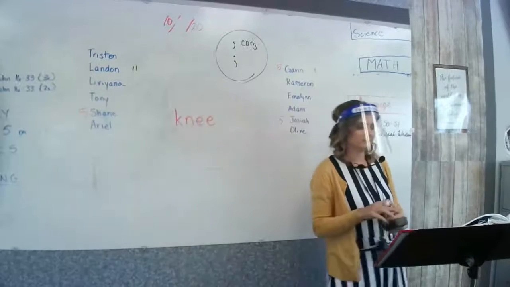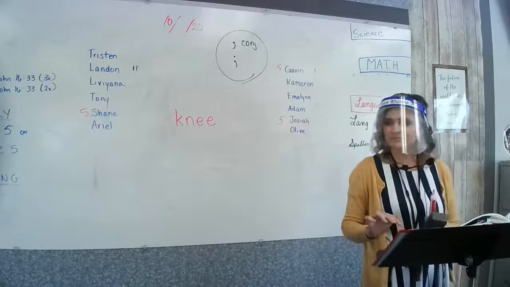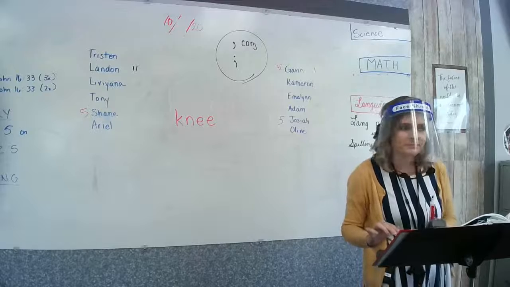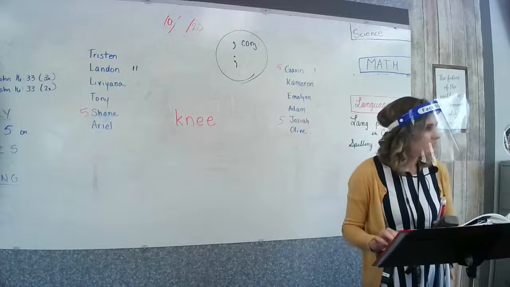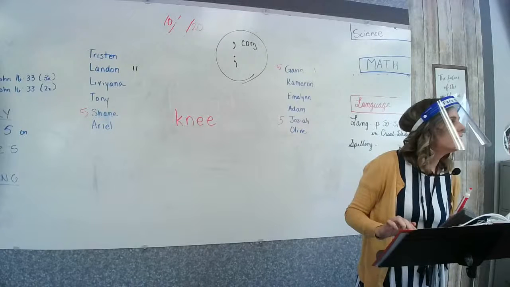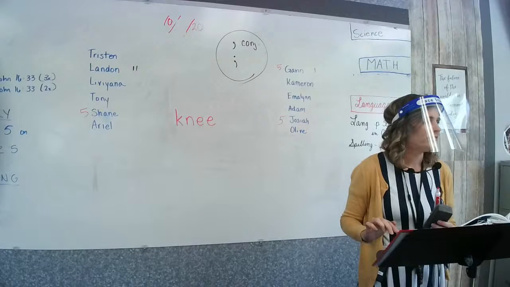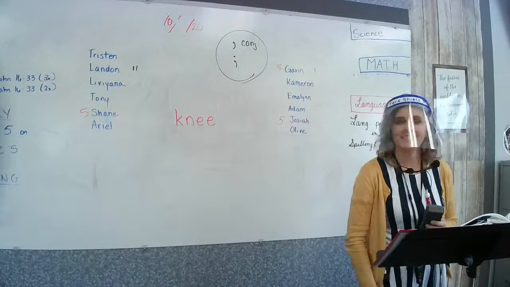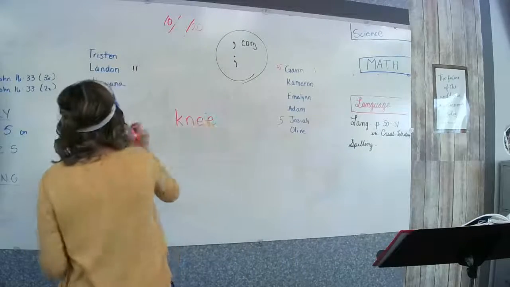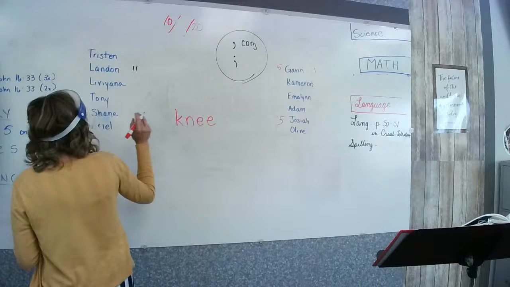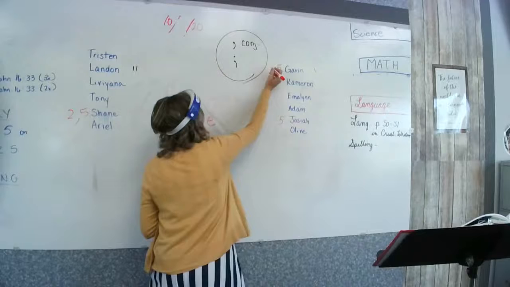Knee, go. I got it. Neek? Nope. It is not neek. I don't even know if that's a word. What do you have? K-E-N-E? No. Keen is a word, but that's not how you spell it. What does it start with? Keen. Shane got it. Okay. I'm going to split that. I'll give 2 tickets to Shane and 2 to Gavin because you both had it. You just had it spelled incorrectly.